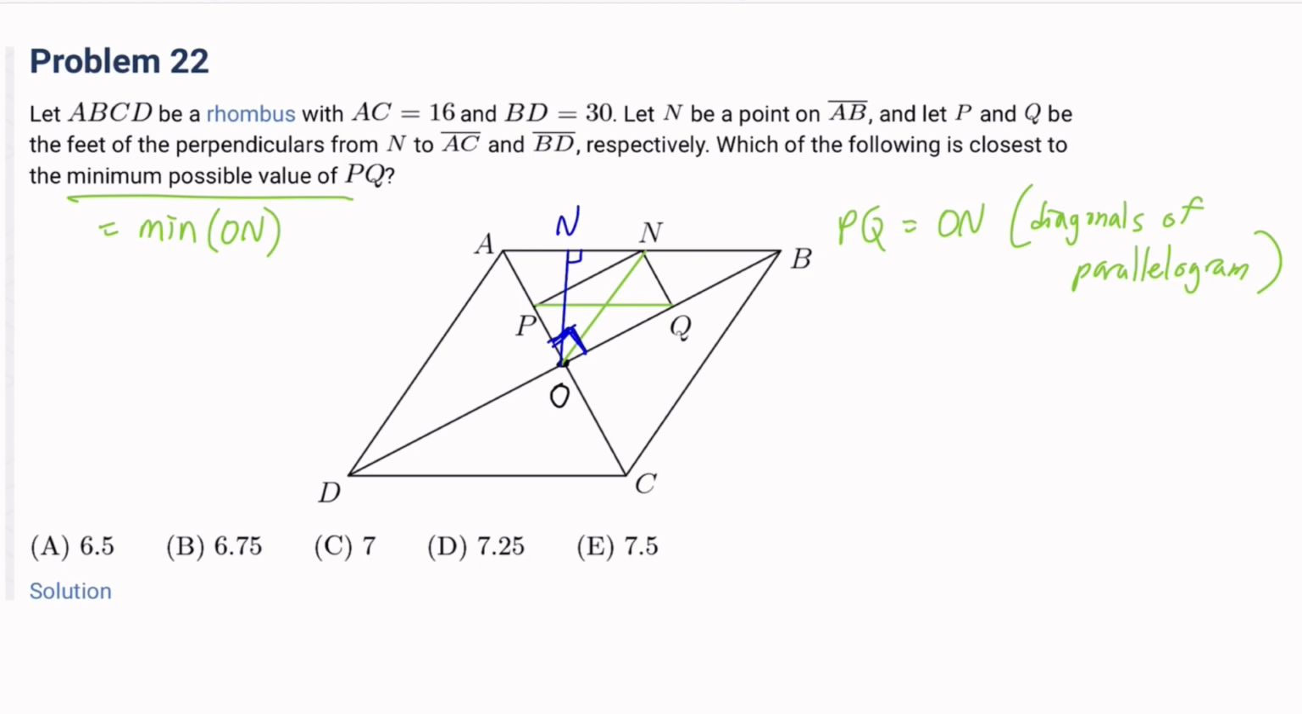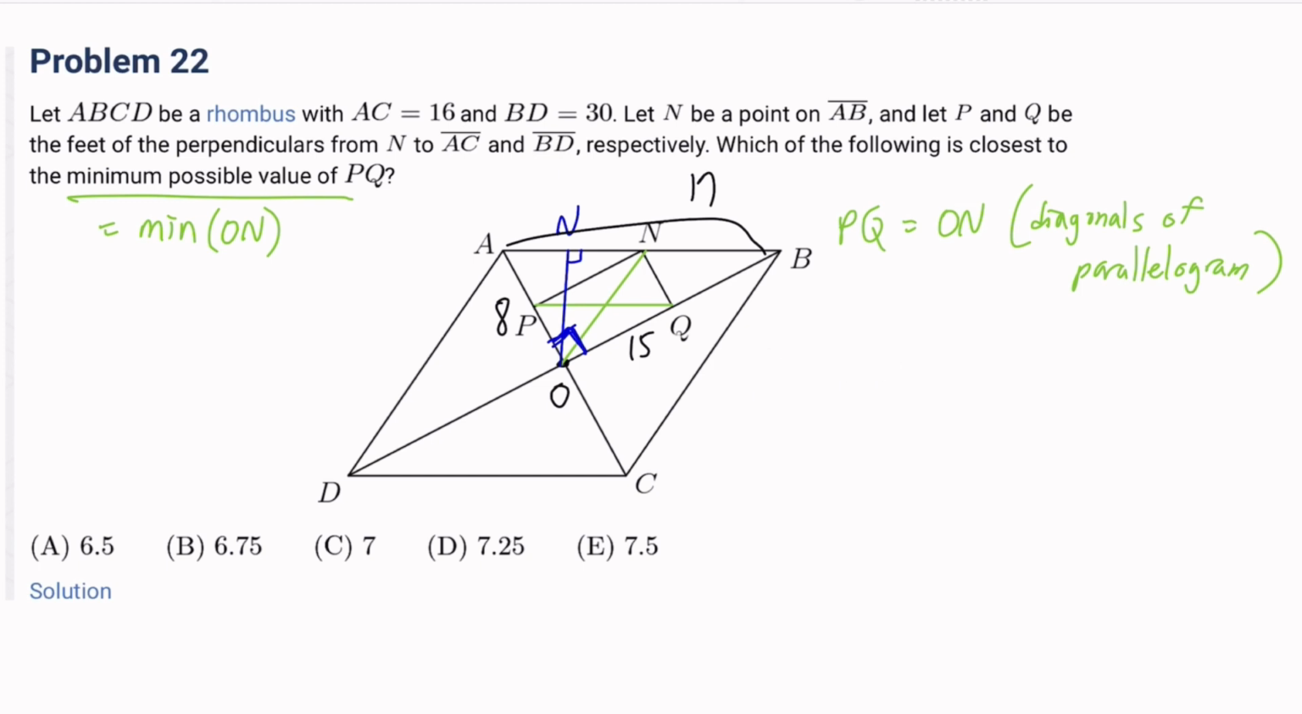Okay, so now we can use these things. AC is 16 and BD is 30. Since AC is 16, half of that is 8, right? So this is 8, and BD is 30, so half of it is 15. So this is 15, right? So AB, by the Pythagorean triple, we have 8, 15, therefore we will have 17. That's the Pythagorean triple. So AB equals 17, right?